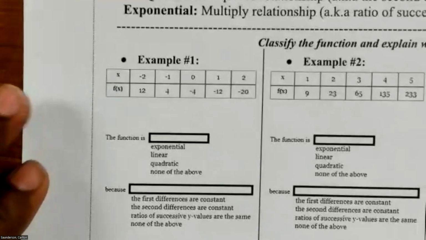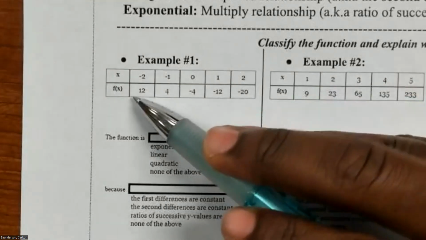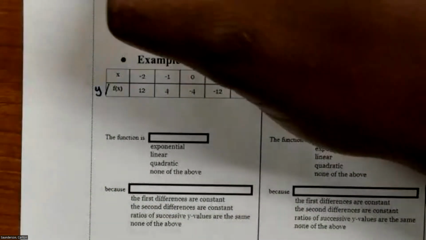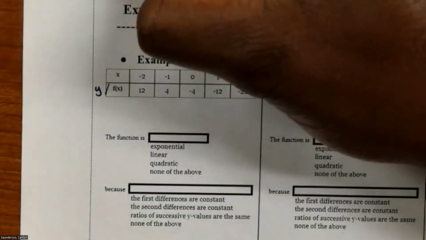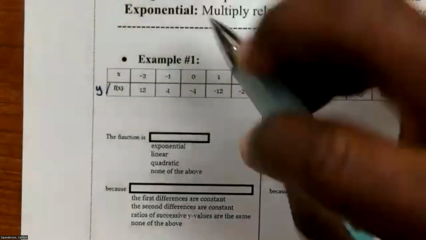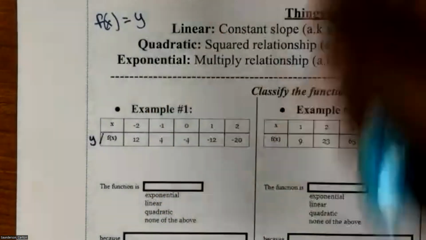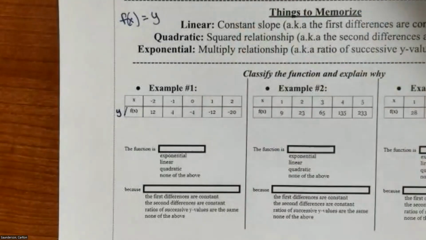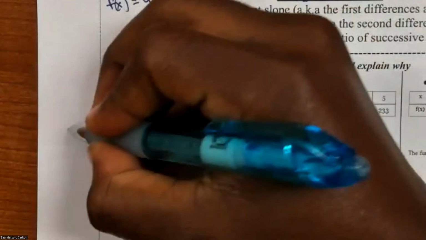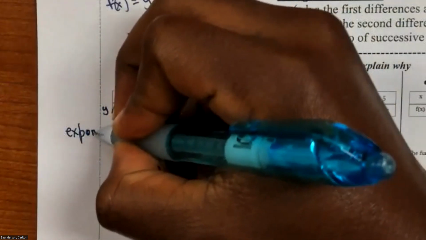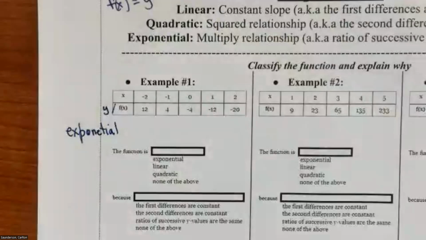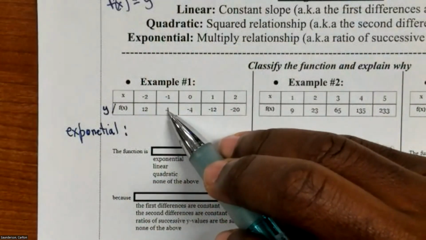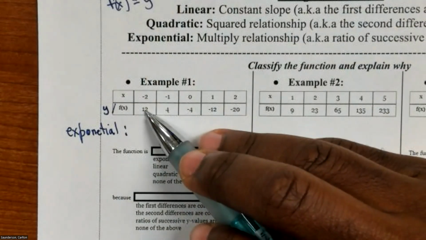To test if it's exponential, we need to look at the f of x or the y value. Another name for f of x is y. So we need to look at the y values. To do exponential, you try to divide the numbers. So you try to do this number divided by the number that came before.